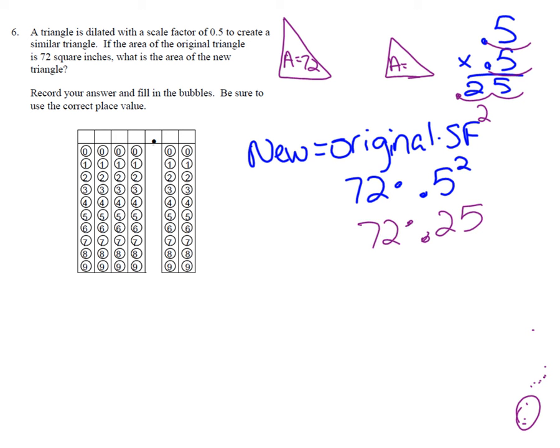So we have 72 times 0.25. The easier way would have been to do this with fractions, because then we would have had 1/4 of 72.